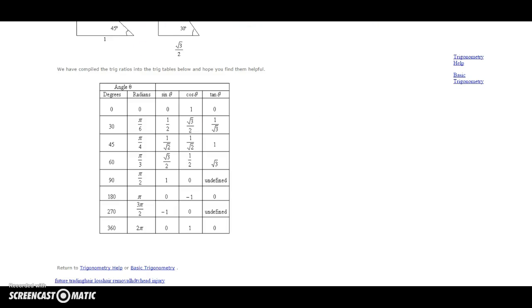The other thing is this. If we look at the trig tables, we have 30 degrees, 45, and 60. These are the main ones. The other ones you can look at later. And we have pi over 6, pi over 4, pi over 3. And even if we get to 90, that's pi over 2.